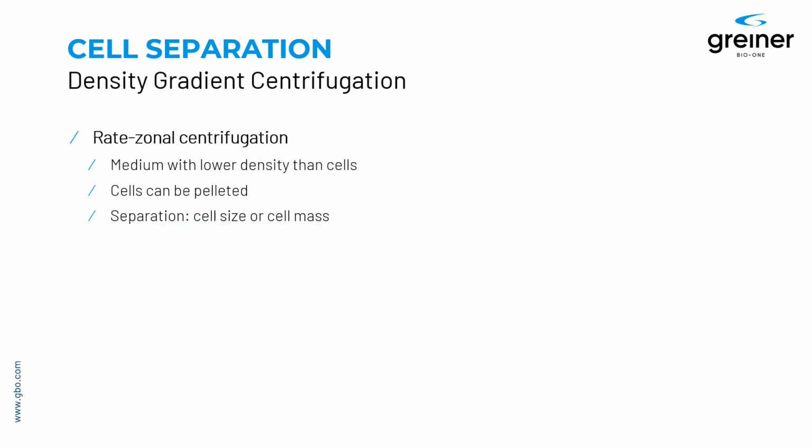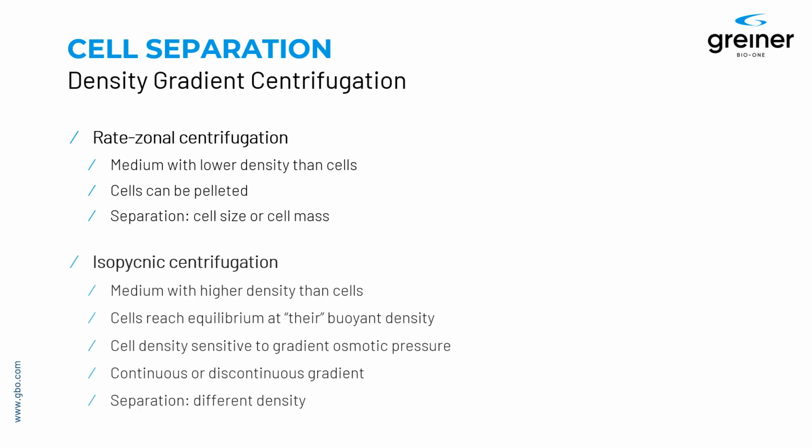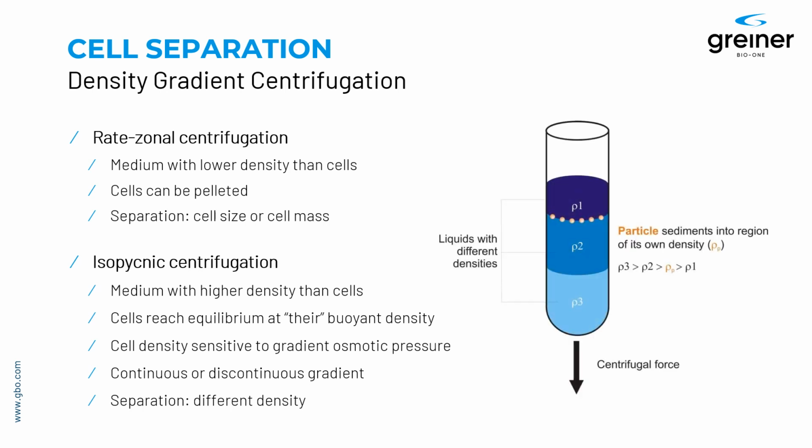For rate zonal centrifugation, the separation medium has a lower density than the cells. They are separated by cell size or mass, and larger cells move faster than smaller cells. If one would spin the cells for a very long time, all the cells could be pelleted at the bottom of the tube. Isopycnic centrifugation makes use of a separation medium that has a higher density than cells. Cells are separated according to their density, and in contrast to rate zonal centrifugation, cells settle at their buoyant density, even if centrifugation runs for a very long time.